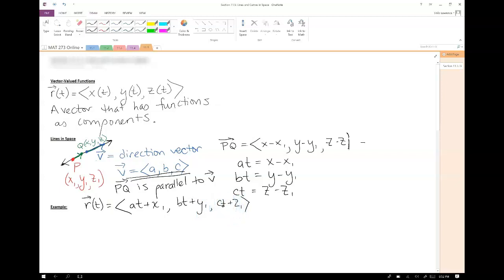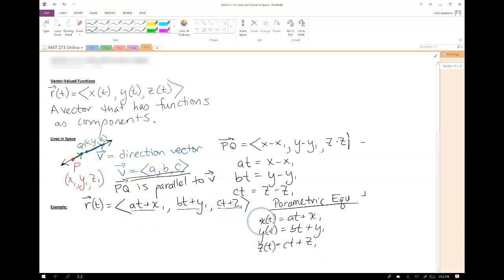We could also write them as a set of parametric equations. That's just when we pull each of those out and identify them individually. So we would have x of t equals a times t plus x sub 1, y of t equals b times t plus y sub 1, and z of t equals c times t plus z sub 1. So you see it's the exact same thing we have here. We're just identifying them individually when we write them as parametric equations.